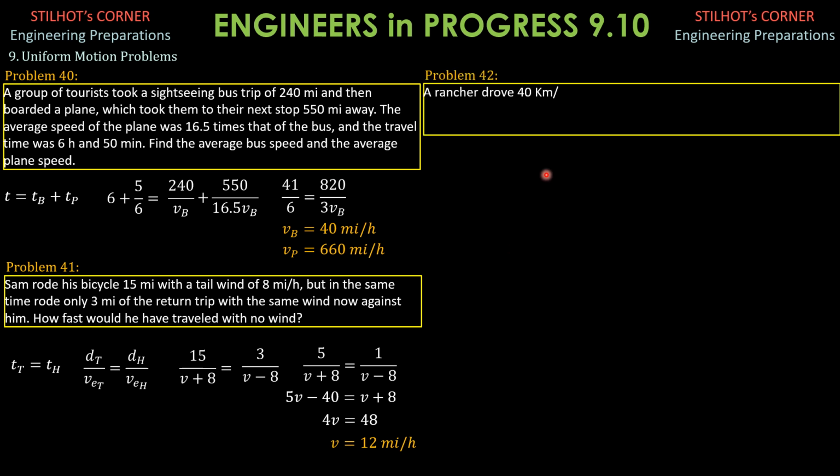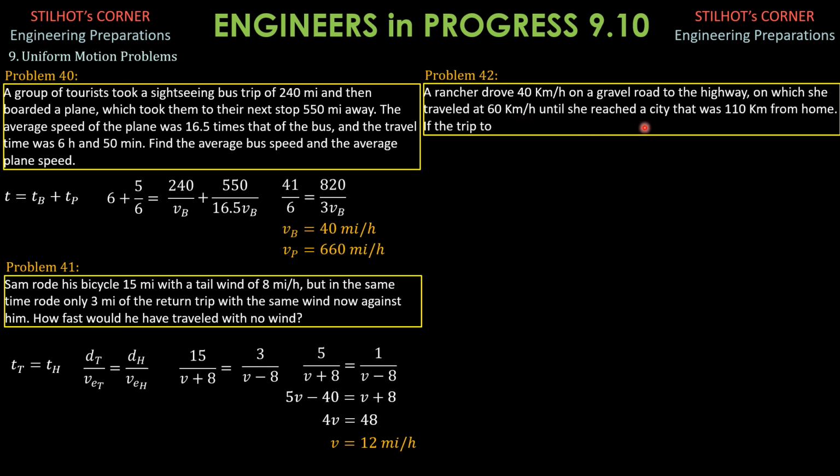Problem 42. A rancher drove 40 kilometers per hour on a gravel road to the highway on which she traveled at 60 kilometers per hour until she reached a city that was 110 kilometers from home. If the trip took 2 hours, how far was the ranch from the highway?